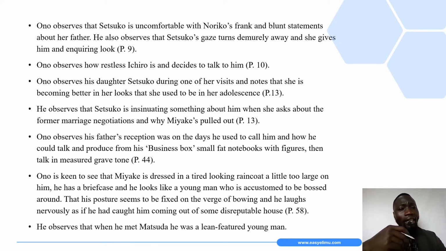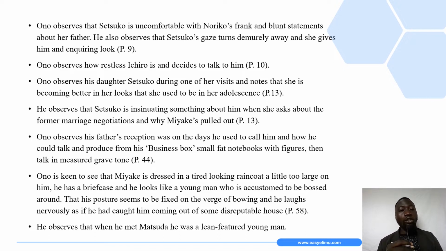So again, we are told that Ono observes that Setsuko is uncomfortable with Noriko's frank and blunt statements about her father. He also observes that Setsuko's gaze turns demurely away and she gives him an inquiring look. Then he also observes how restless Ichiro is and decides to talk to him.